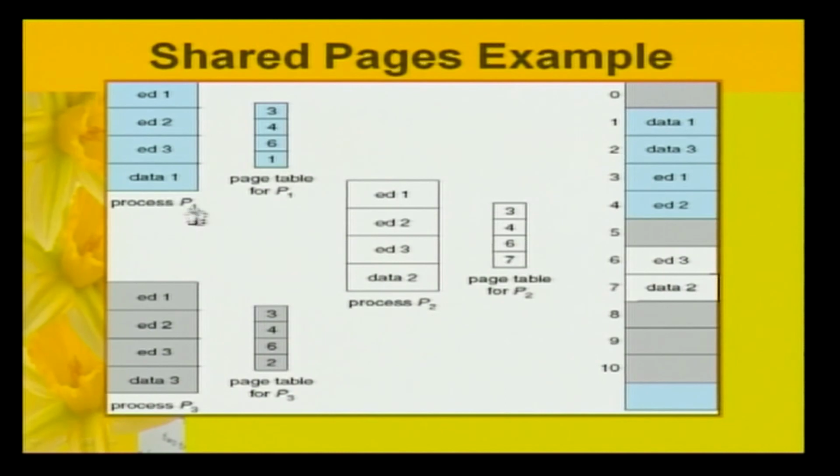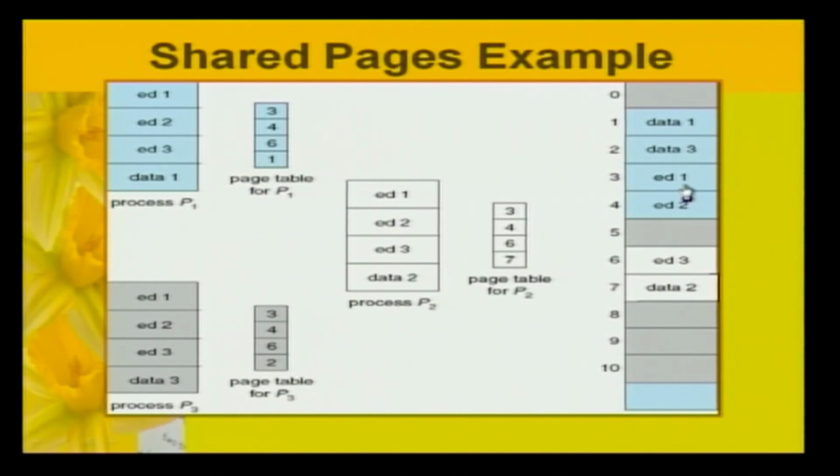Here you can see this is process P1 and this is the page table of process P1. This is process P2, this is its page table. This is process P3, this is its page table. And this is the actual real memory. The real physical memory houses every data and every information which is required by the processes P1, P2 and P3. However, the page table is different for all these processes. Here data 1 is accessed by process P1, data 2 is accessed by P2, data 3 is accessed by process P3.